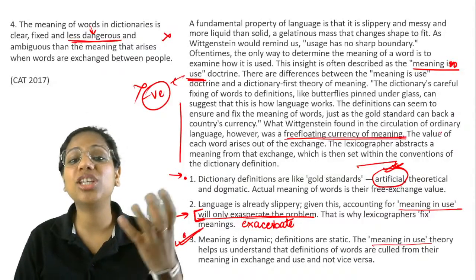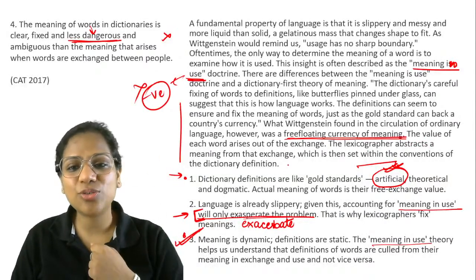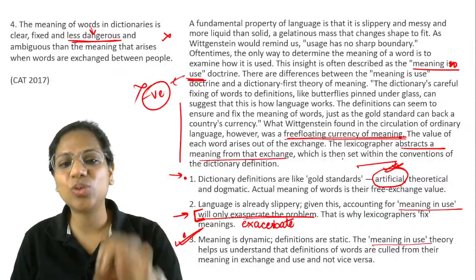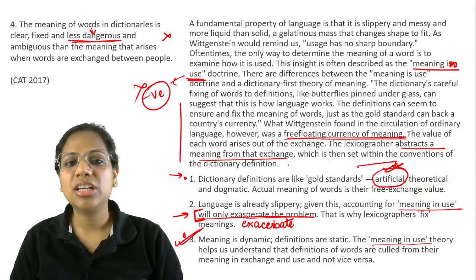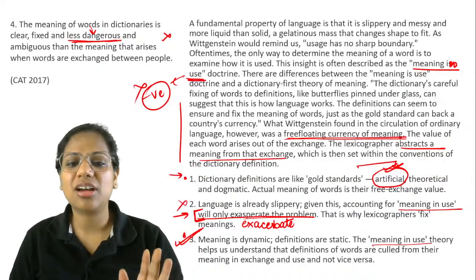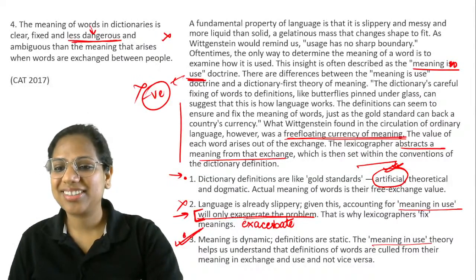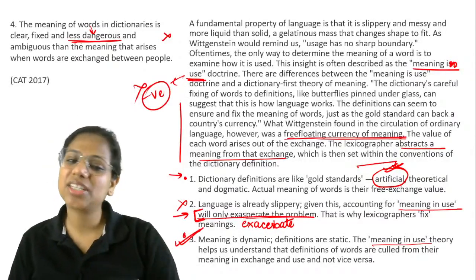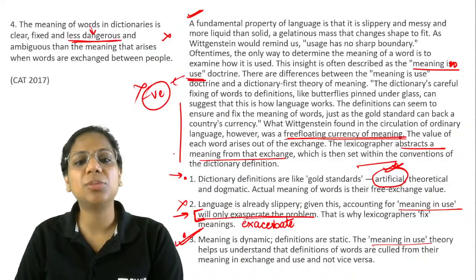So the author is calling it a free floating currency. Okay, the lexicographer abstracts the meaning from that exchange, pulls away, extracts it from there, which is then set within the conventions of the dictionary definition. So the author does not look at it in a negative light, and that's why B cannot be our answer. The answer is 3 here. Okay, good, Mayank, good. Yes, others can be eliminated here. Yes, this is that type of a question. So not a very difficult question, just a bit lengthy.